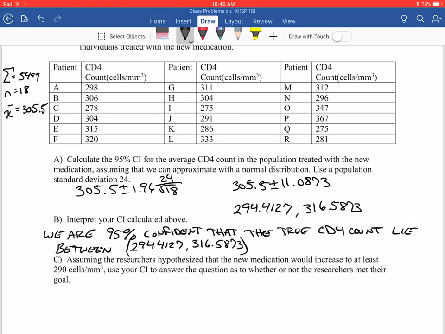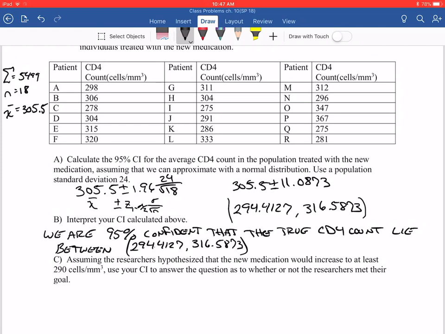This is where we have our x bar plus or minus our z of 1 minus alpha over 2. That's where we get our 1.96, and then multiply by the standard deviation over the square root of n. So you can see the values corresponding above. We're going to get a confidence interval of 294.4127 to 316.5873. That is our confidence interval at 95%.